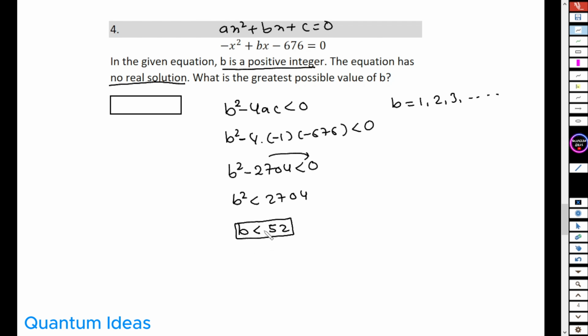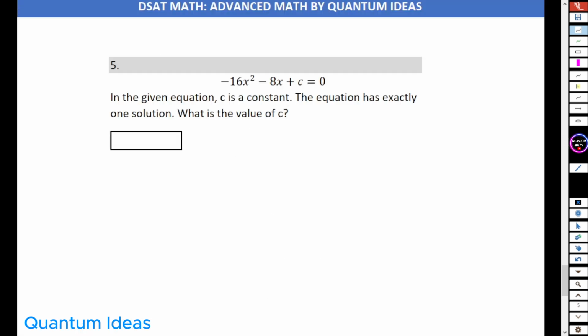So what is the greatest possible value of b? B is less than 52 means that it is 51, 50 and 49, and it goes on up to 1. So the greatest possible value is basically 51. So the value of b is 51. So our answer is 51. Okay, so let's move to the next one, number 5.